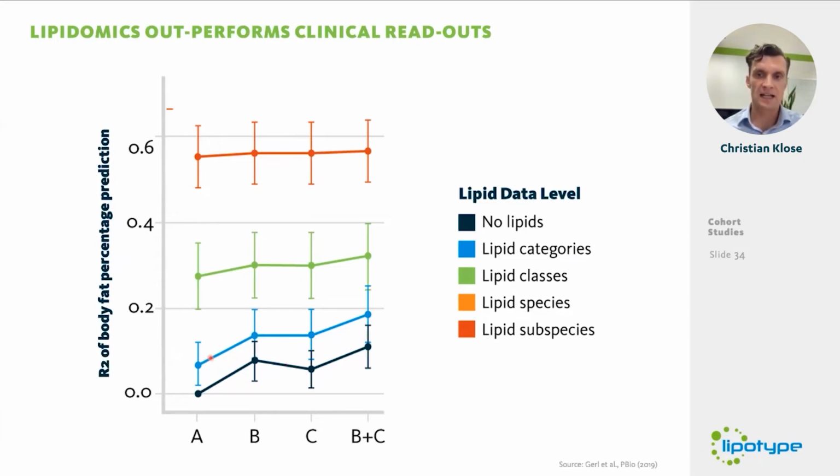See here, adding information on lipid categories in light blue improves the model already a bit. It further improves when we add the information of lipid classes. This is the green line here. And it achieves really the best performance when we add lipid species, lipid subspecies information, meaning the information on the individual lipid molecules. So clearly, molecular detail is required to achieve optimal performance of this model, meaning providing really a proper metabolic description of the obesity state on the level of the lipidome.